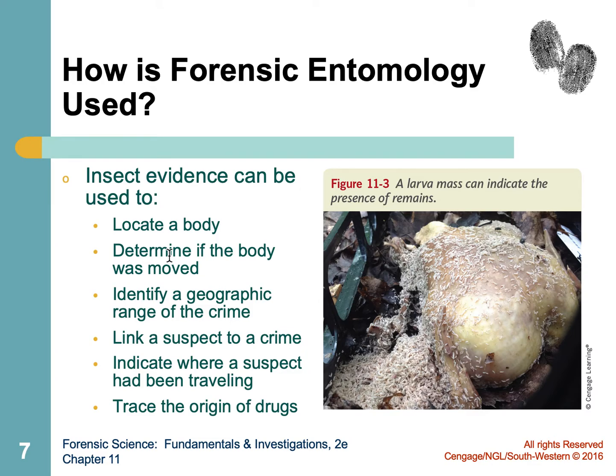Can identify geographic range of the crime, once again comparing the profile of the insects that are found on the body to the surrounding area. If it matches, it's local. If it doesn't match, then it came from somewhere else. Link a suspect to the crime, evidence of bite marks, things like that from a suspect that was at the crime scene. Indicate whether it's been traveling, and also trace origin of drugs as well.